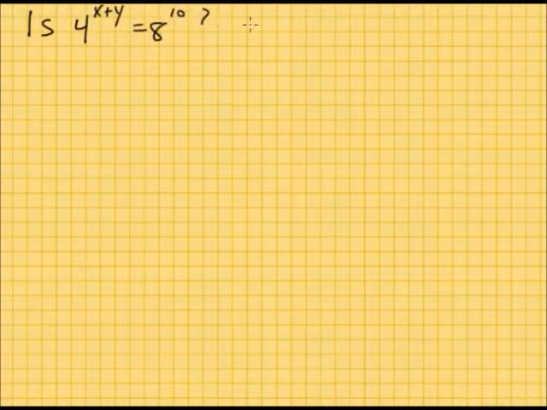Here we have a thin-looking data sufficiency prompt. It asks, is 4 to the x plus y power equal to 8 to the 10th power? So we have a yes-no question. It tells us we have to be very careful with it. But looking at this, I realize there's a way to clean this question up.